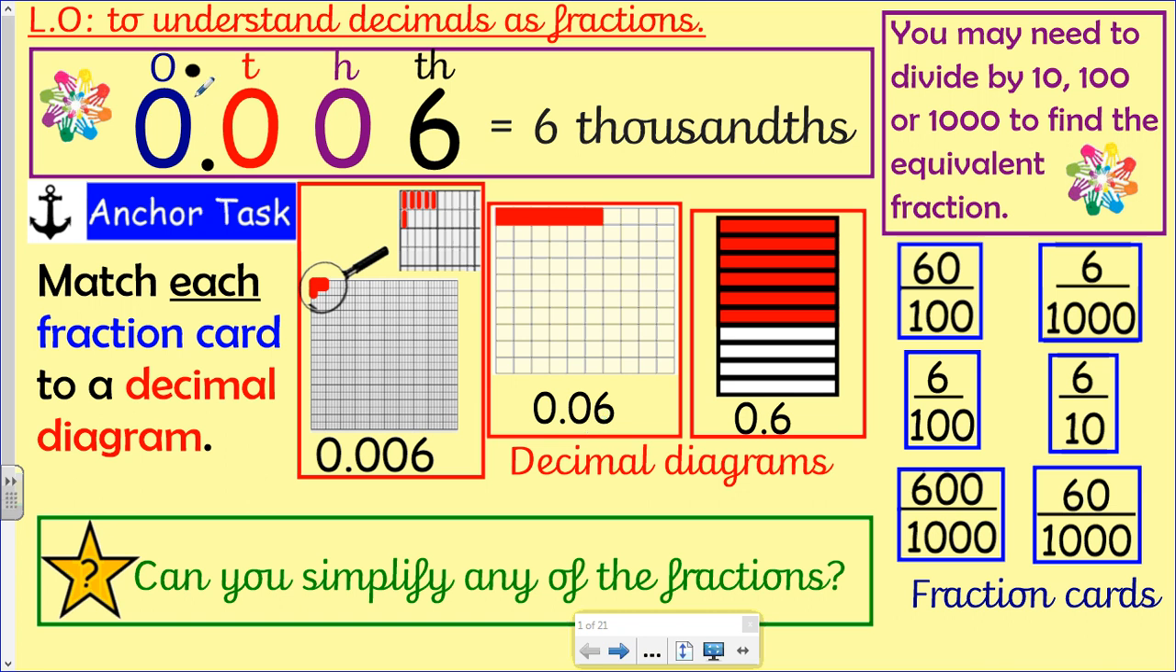Supporting hands as always up the top here. So just as a reminder, this is 0.006 and that means 6 thousandths. So think about what that would look like as a fraction. Supporting hands over here, you may need to divide by 10, 100 or 1,000 to find the equivalent fraction. So I'm hoping you're feeling fairly confident in doing that now. Can you simplify any of the fractions? Might also help you to actually solve the anchor task in the first place.